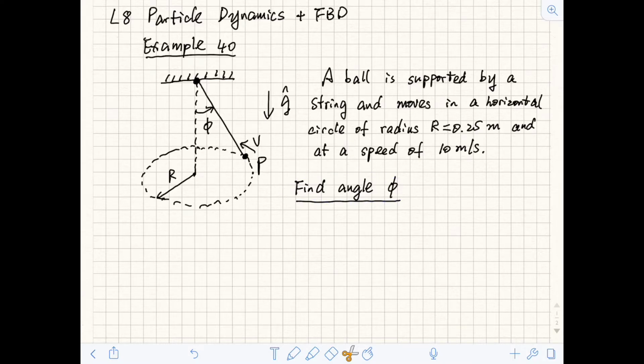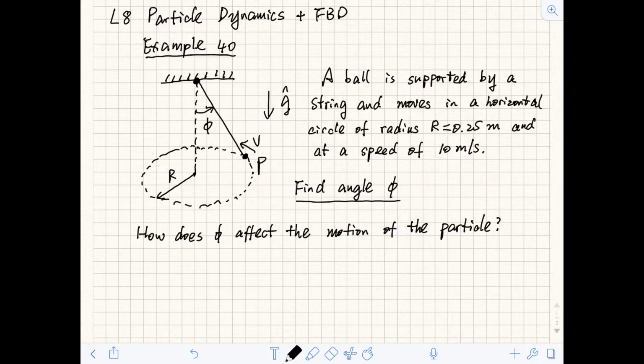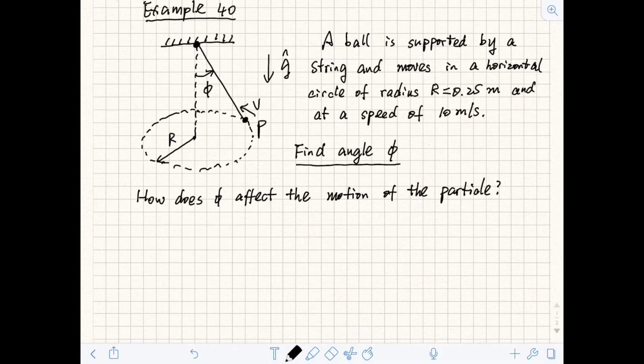So where do we start with this problem? If we just look at this problem intuitively, what is going to give our angle phi? So the question is, how does phi change the motion of the ball? When we talk about the motion of a particle, we have to associate it now with the force. So what are the forces that we have on this ball? First, as we covered last time, we have the string force. And second, we'll have the gravity force, which is the weight of the ball.